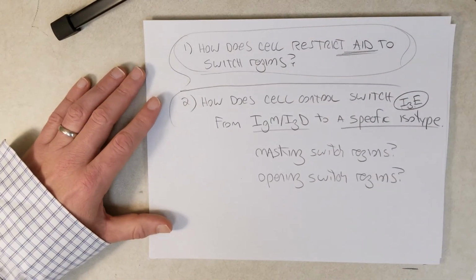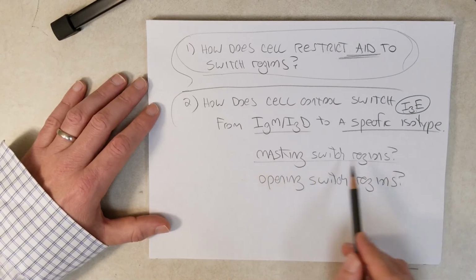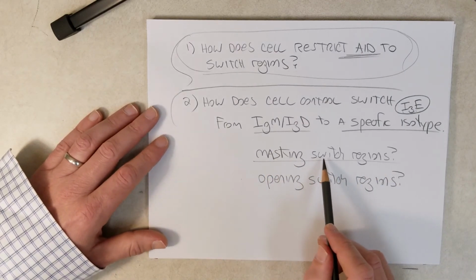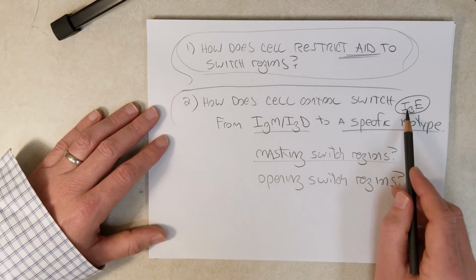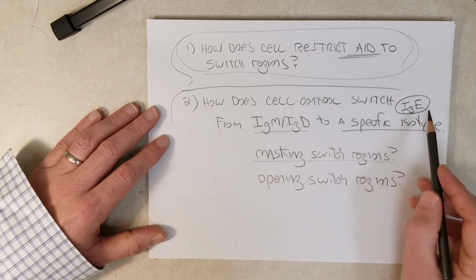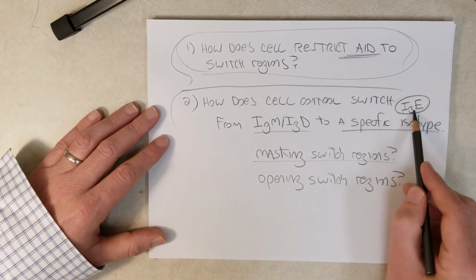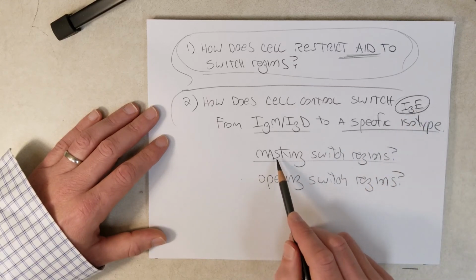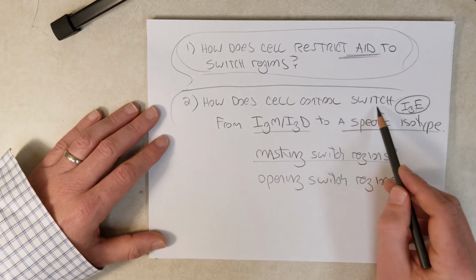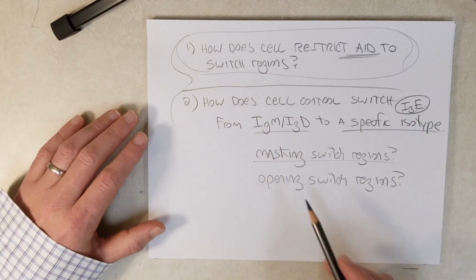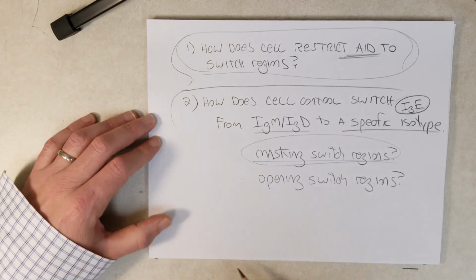So it's possible that maybe the switch regions are masked, maybe they're in a condensed chromatin and they're only accessible when cells receive certain signals. Say a cell receives a signal to switch to isotype IgE. Well, maybe the switch region near IgE becomes opened up for AID while the others remain in condensed chromatin. So what are the factors that would be involved in opening that specific switch region? I don't really know. I don't know if that's how it's done, but it might be possible.